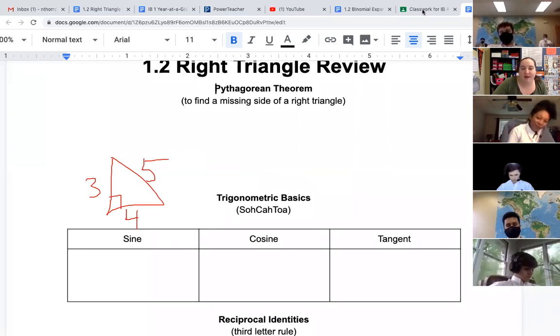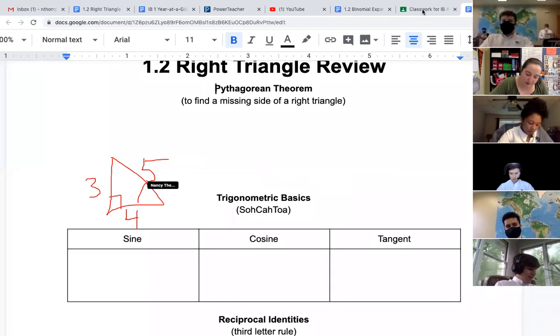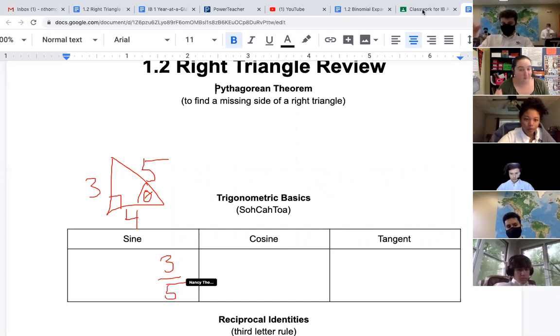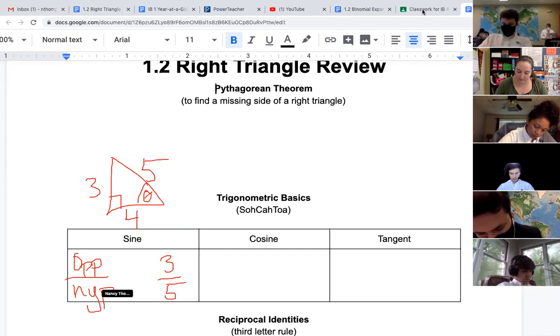When I say sine of, let's make this our angle here. What would the sine be? Go for it, Eddie. 3/5. And how did you figure that out? It's the opposite side over the hypotenuse. Yep, so it's opposite over hypotenuse. Perfect. Who wants to do cosine?